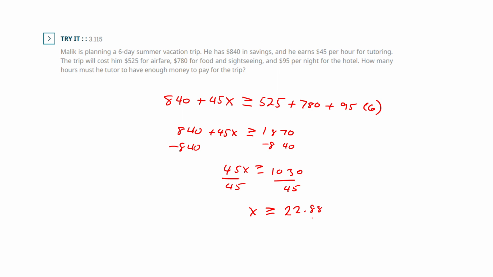I guess you could leave it as 22.88. If it's meant to be whole numbers here, going down would not be sufficient, so we'd go up to 23 hours. So if you think through this, how many hours does he have to work to pay for the trip? Well, if he's allowed to do part of an hour, that's okay. But if not, we can't go down to 22 because that would not be enough to pay for the trip. But we could go up to 23 hours.